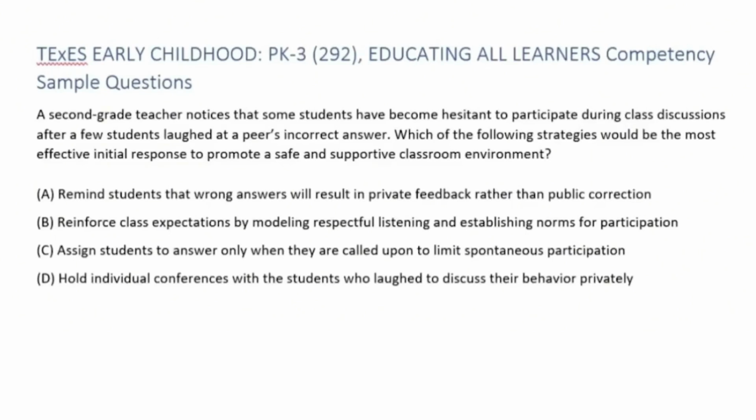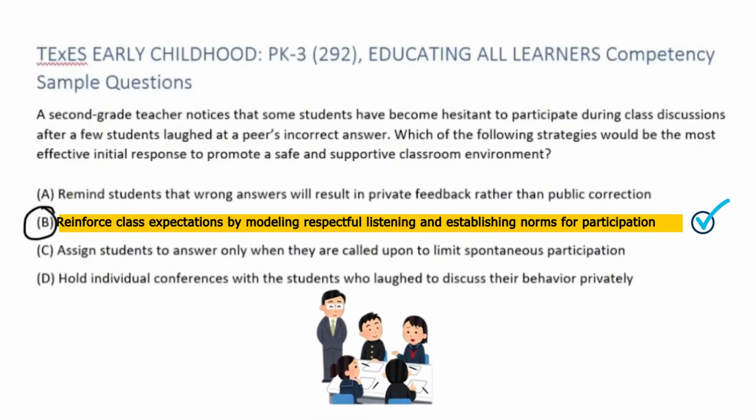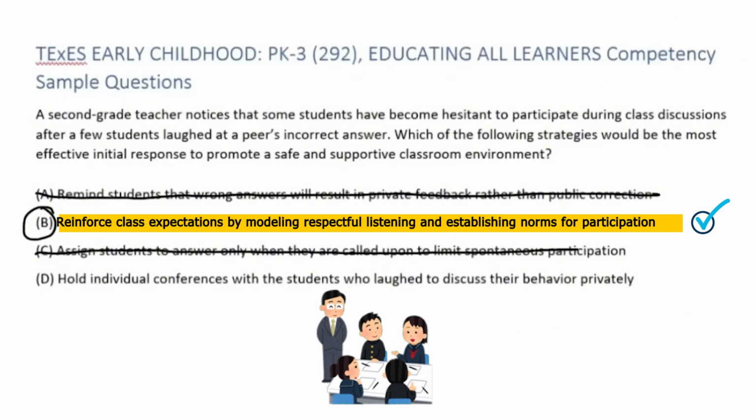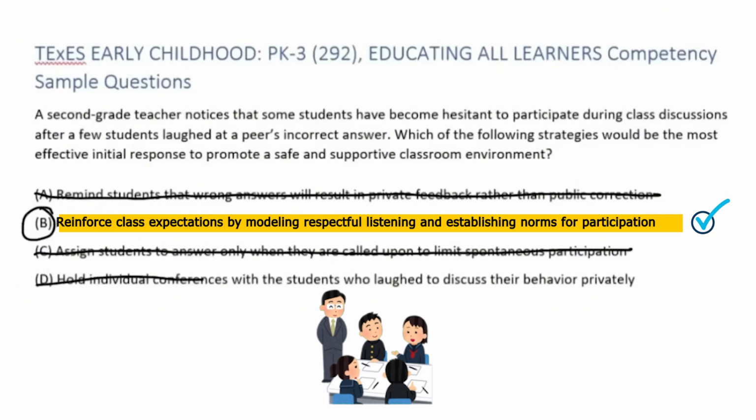For this question, option B is correct. Because modeling and explicitly teaching respectful behaviors and participation norms fosters a safe environment where all learners feel valued. This approach proactively creates shared responsibility for maintaining a respectful community and builds students' social emotional competence. Option A focuses on minimizing embarrassment but avoids addressing the larger classroom climate. Option C restricts opportunities for engagement and may further discourage participation. And option D may be appropriate as a follow up but does not address the group dynamic.